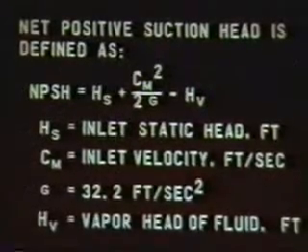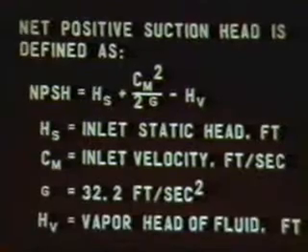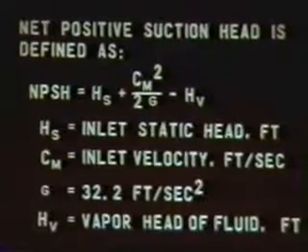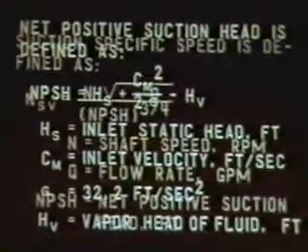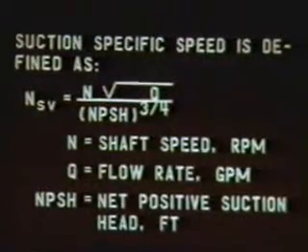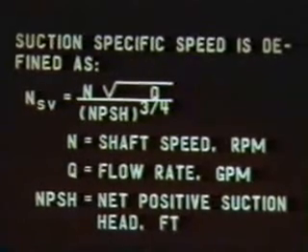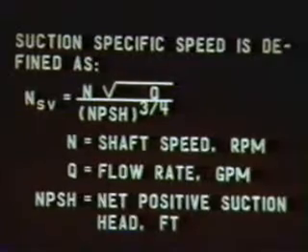Net positive suction head is defined as the sum of the inlet static head and the inlet velocity head minus the vapor head of the fluid. Suction-specific speed is defined as the product of the shaft speed and the square root of the flow rate divided by the net positive suction head raised to the 3/4 power.